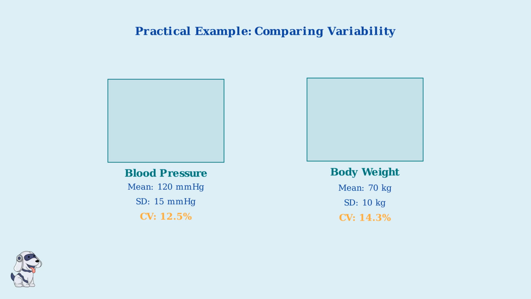Let's see why the coefficient of variation is so useful with a practical example. Imagine comparing the variability of blood pressure measurements versus body weight measurements in a health study. Without the coefficient of variation, we might think blood pressure is more variable because its standard deviation is higher. However, the CV reveals that body weight actually has more relative variability at 14.3%, compared to 12.5% for blood pressure.